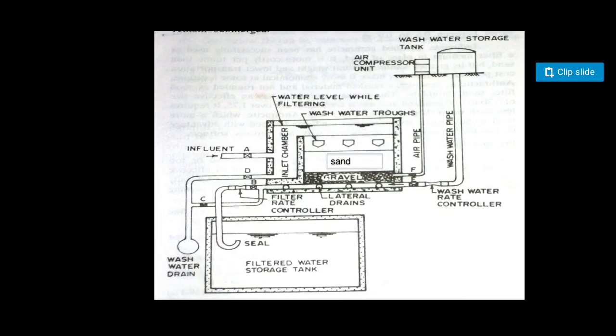So it gets into the drain, then the gravel, then the sand, and the level of water rises because valve A is closed and valve B is also closed. Initially valve D and valve C are also closed. When the water rises to the height where the wash water troughs carry the impurities, only then are valve D and valve C opened, for cleaning purposes only. So this is how your rapid sand filter works.